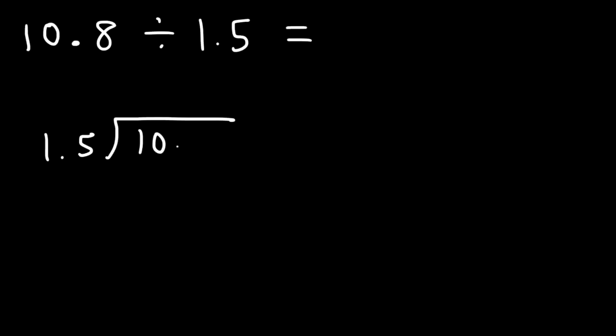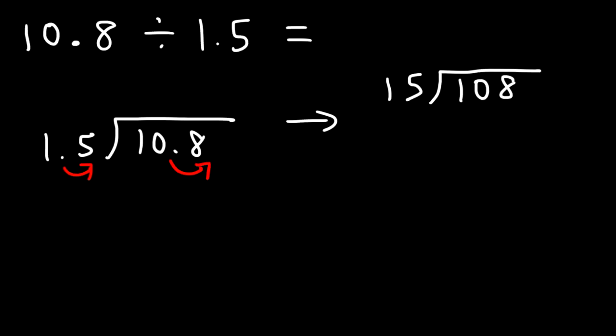Now let's work on another example. Let's take 10.8 and let's divide it by 1.5. So feel free to pause the video and try that problem. So 1.5 belongs on the outside and 10.8 belongs on the inside. Now let's adjust the problem. So let's move the decimal point 1 unit to the right for each number. It has to be the same. If you move the decimal point 1 unit to the right for the first number, it has to be the same for the second one. And so this problem becomes 15 on the outside and 108 on the inside.